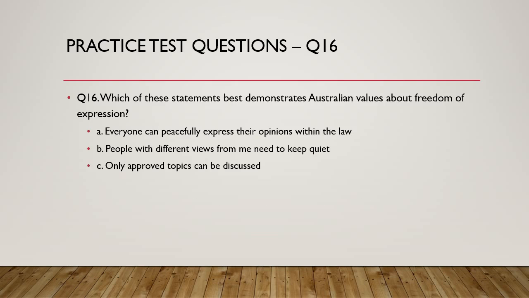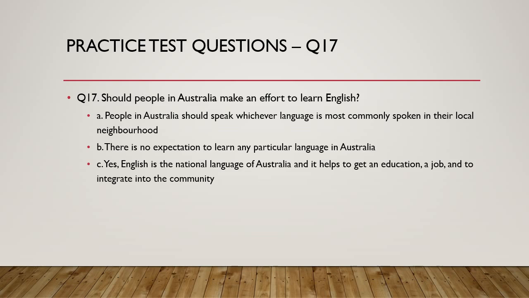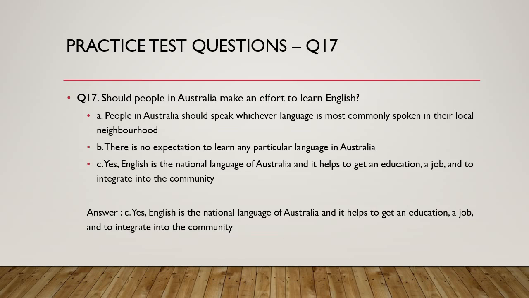Question 16. Which of these statements best demonstrate Australian values about freedom of expression? So the answer is A. Everyone can peacefully express their opinions within the law. Question 17. Should people in Australia make an effort to learn English? And the answer is C. Yes, English is the national language of Australia and it helps to get education, a job and to integrate into the community.